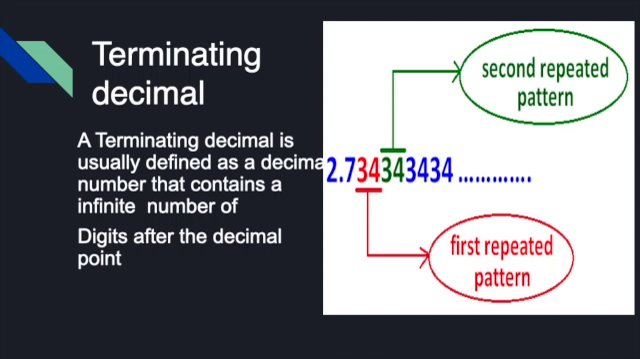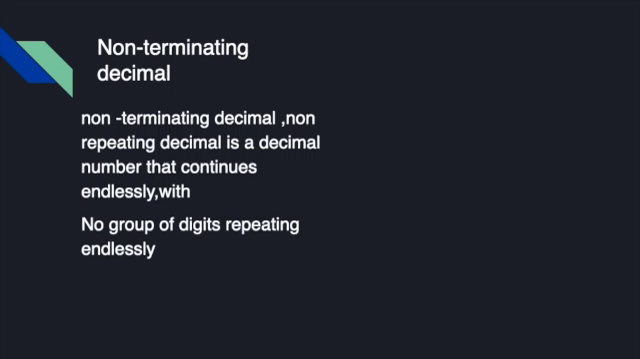A terminating decimal is usually defined as a decimal number that contains a finite number of digits after the point. As you can see in the picture, there's 34, and 34 keeps on going to infinity. So let's move on to non-terminating decimals. A non-terminating decimal, also known as a non-repeating decimal, is a decimal number that continues endlessly with no group of digits repeating endlessly. You can see that.